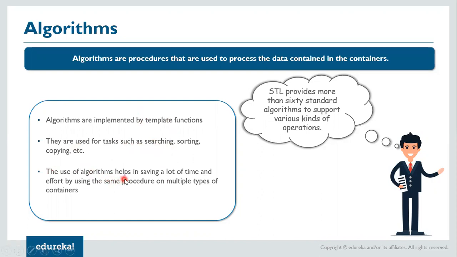The use of algorithms helps in saving a lot of time and effort by using the same procedure on multiple types of containers. So as we have seen in a number of discussions with respect to STL, we tend to write an algorithm and that can be used on different types of data. For example, if you want to swap two numbers, it could be any data type. It could be two integers, or two user defined class objects, or floating point numbers, or characters, right? So that's the use of algorithms.